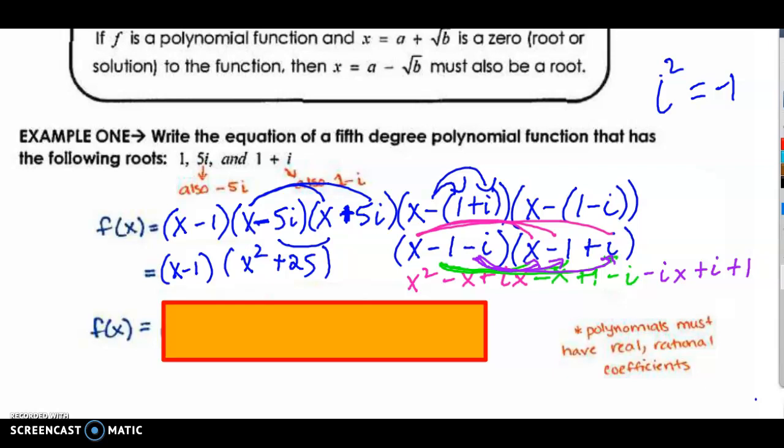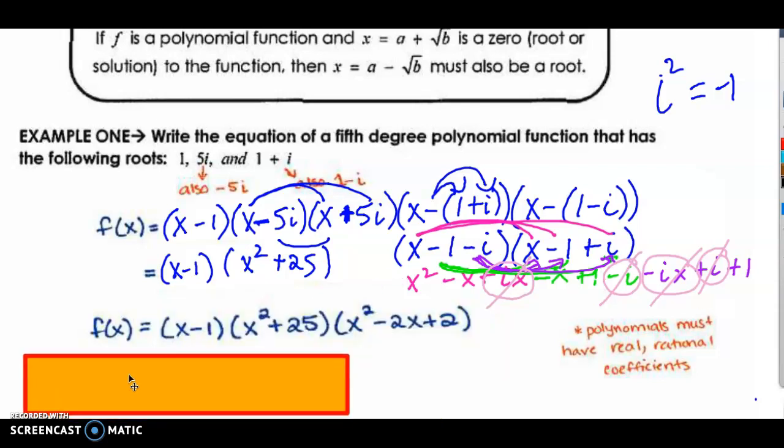Now let's see if there's anything that we can cancel. Do we have anything that's the same here? We've got an ix and we've got a minus ix. Those are going to cancel. We've got a minus i and we've got a plus i. Those are going to cancel. Anything else? I think that's it. We're going to add those two ones together. We're going to add the minus x and the minus x. So here's your answer.